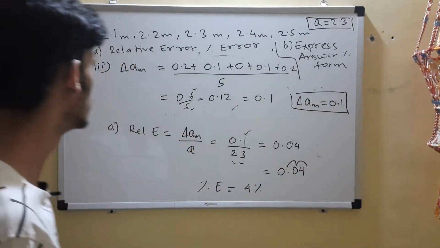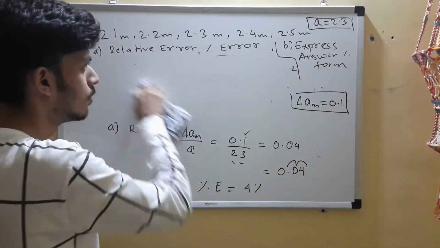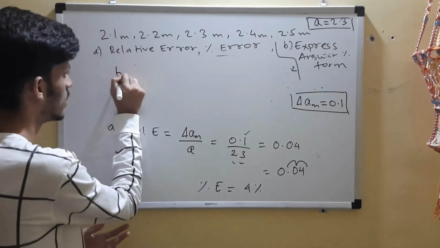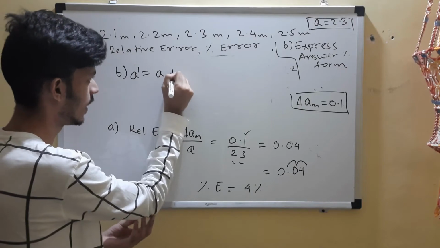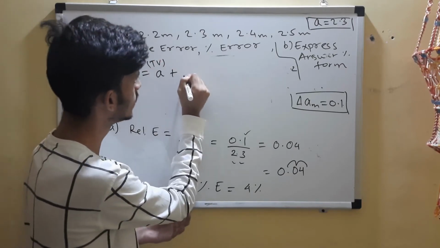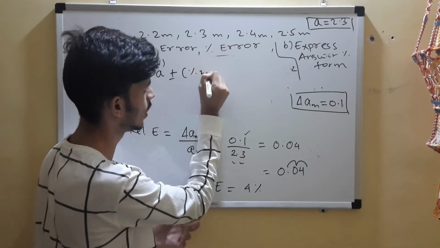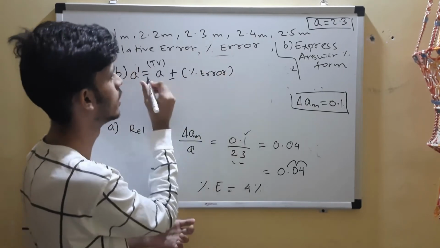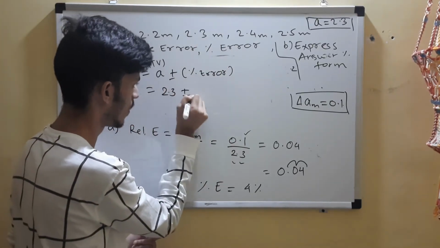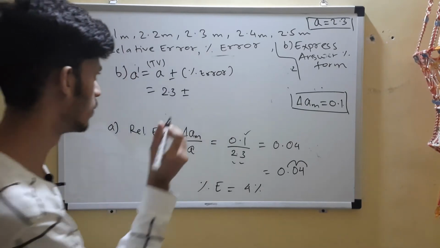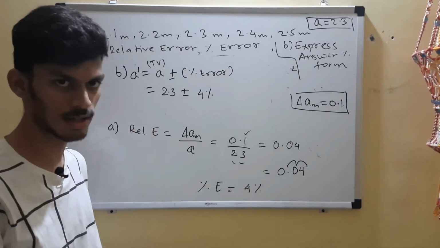Finally is to express the answer. So let's express the answer now. In percentage form they want. So as I said, how to express that: delta A dash is equal to the true value, which is A TV, plus minus the error, or whatever the percentage error. Here they have said percentage. So A was 2.3 plus minus 4%. So this is how you report your final answer.